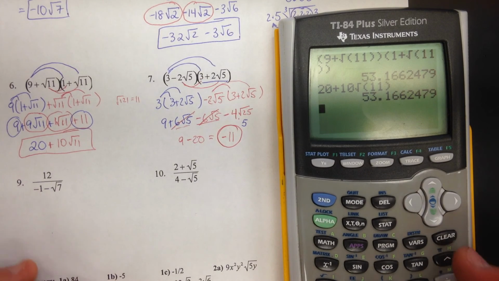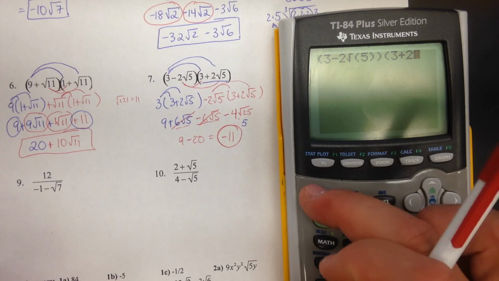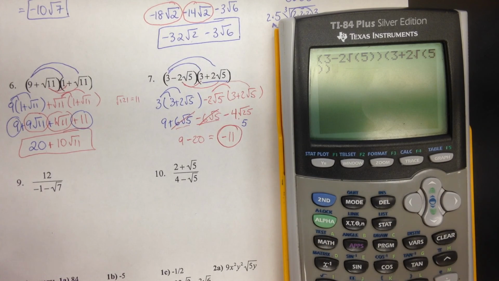Now this is one, I'm going to check this. So 3 minus 2 square root 5, remember close parentheses twice, times 3 plus 2 square root 5. Wow, negative 11. Okay, it worked.